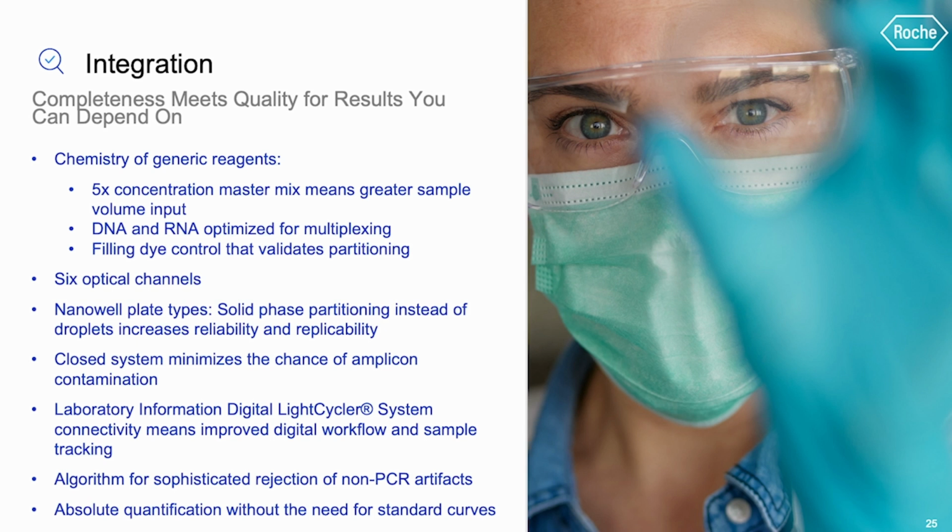And that's because we have the chemistry of the generic reagents, which includes the 5x concentration master mix, again highlighting the need to have as much sample input as possible. The DNA and RNA have both been optimized for multiplexing capability. There's a fill dye control, which validates partitioning. As I mentioned, you don't want empty partitions calculated in your quantitation methods. This is done on a Poisson distribution, essentially, and so those are taken out of consideration, allowing for high precision measurements overall.